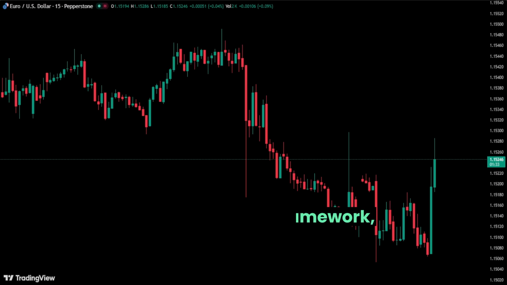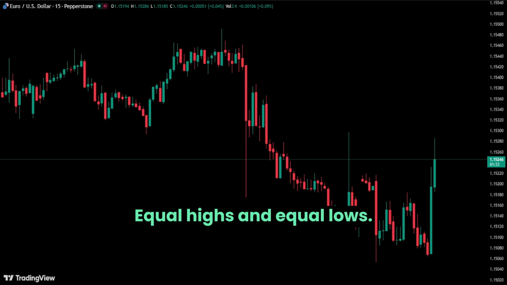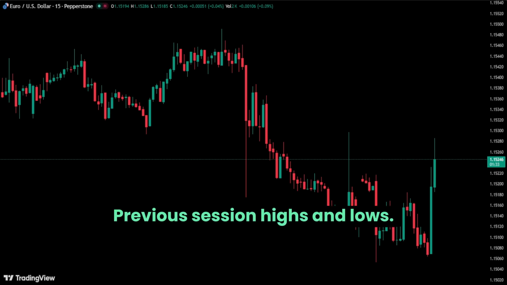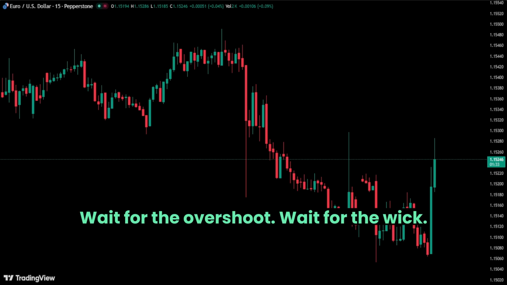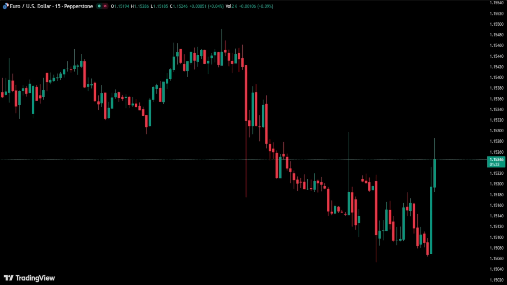That's the HIPPO framework complete. Round number liquidity pools, equal highs and equal lows, previous session highs and lows. Wait for the spike, wait for the wick, enter on confirmation, target the next HIPPO.